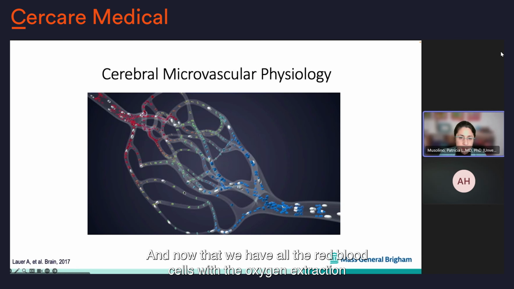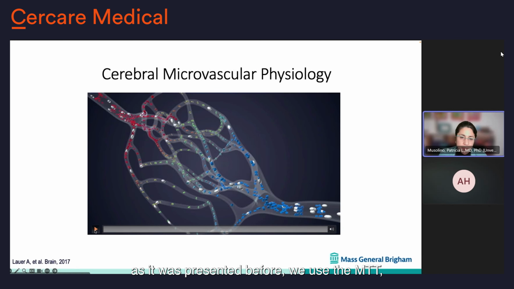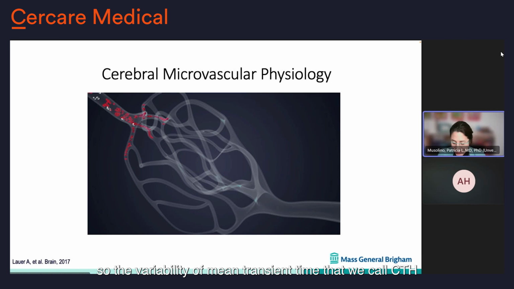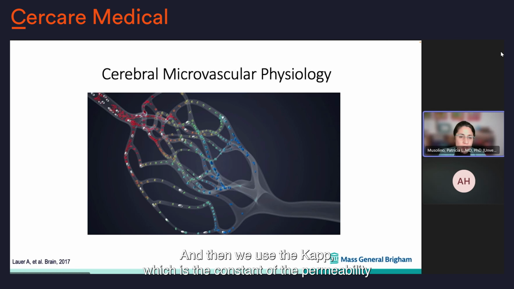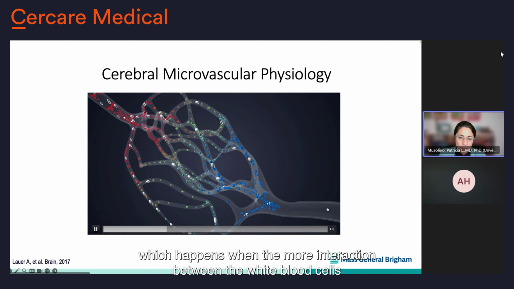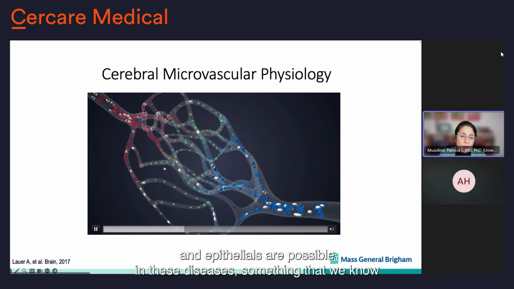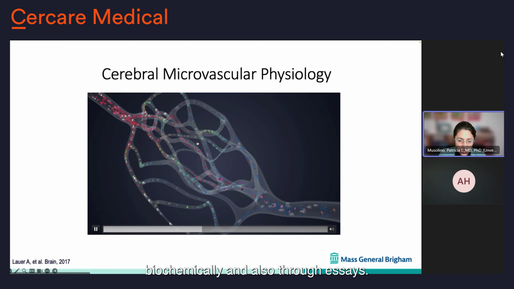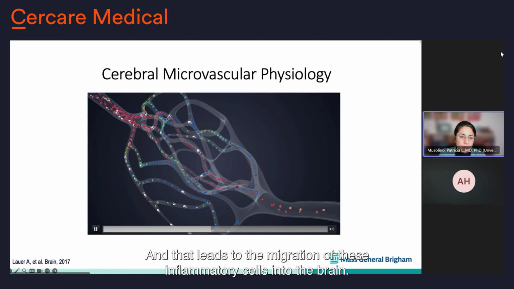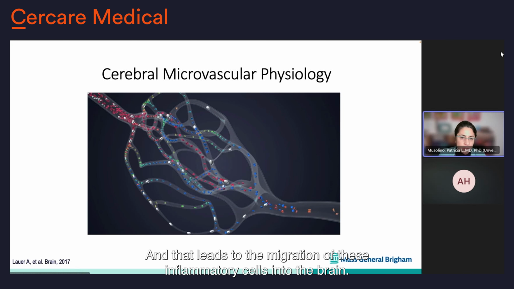And now that we have all the red blood cells with the oxygen extraction, as was presented before, we use the MTT, the variability of mean transit time, that we call CTH, to determine changes in the adaptability of the microvascular function. And then we use the K-app, which is the constant of permeability, which rises when more interaction between the white blood cells and endothelial cells is possible in this disease. This is something that we know biochemically and also through assays. And that leads to the migration of these inflammatory cells into the brain.